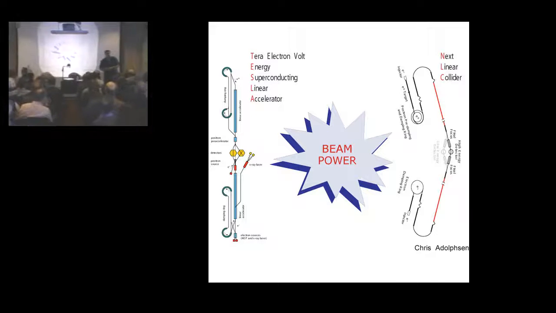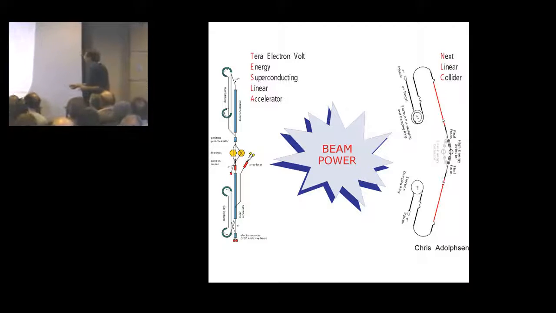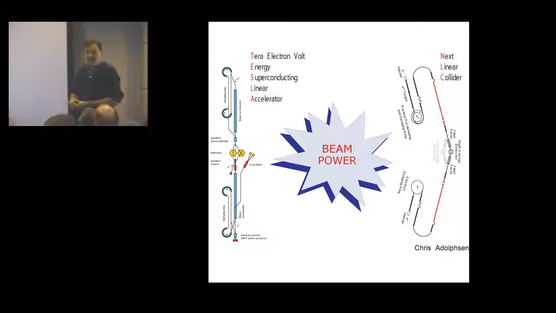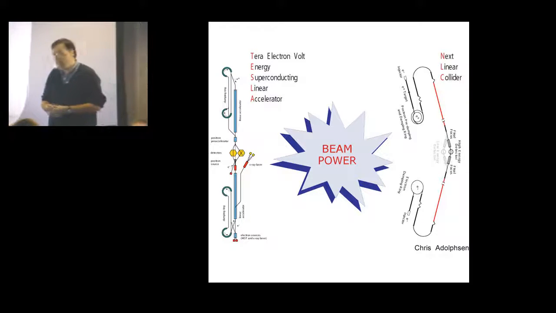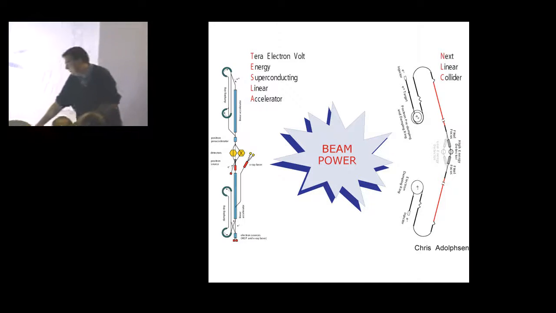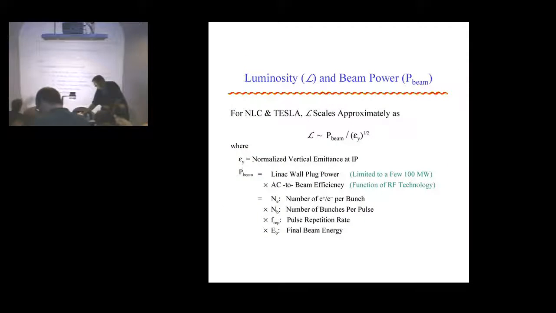Okay, in this talk I'm going to give an overview of the accelerator systems for Tesla and the NLC, which is a lot like the JLC. I'll also give you an update of the R&D status for these programs and talk a little about the CERN CLIC project as well. So why are we interested in beam power?